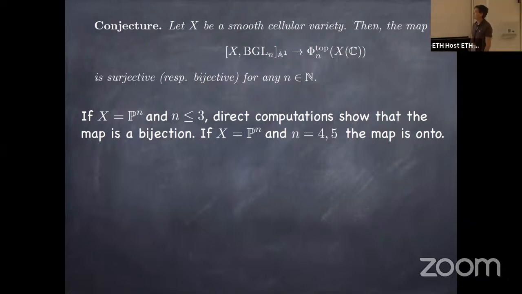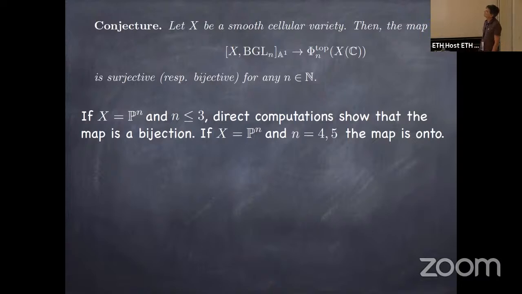Whenever there is a conjecture, we should test it in simple cases. So we did for P3. For P3, it's very easy. The map is actually a bijection. For P4 and P5, we know that it's onto again. So what is the technique? We run this Moore-Postnikov tower, we get obstructions, and we say, okay, this is in some sense algebraic because we have the same obstruction on the left. But if you want to prove that it's actually bijective, it's more difficult because you have to compute homotopy sheaves, which are hard to compute, right?